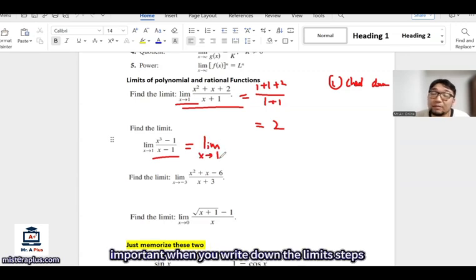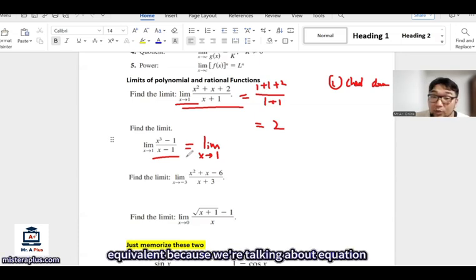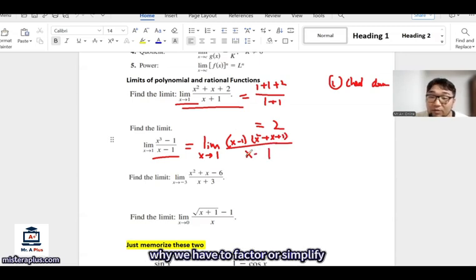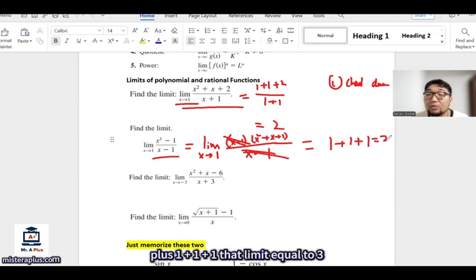When you write down the limit steps, please keep the limit as x approaches 1 on this side. Don't just write down the number plugged in, because otherwise it's not equivalent. Here, x minus 1, x squared plus x plus 1, divided by x minus 1. Why do we have to factor or simplify? Because we can cancel the factor that is out of the domain when x approaches 1. Once we cancel these out, the rest you can just plug in. So it's 1 plus 1 plus 1. That limit equals 3.